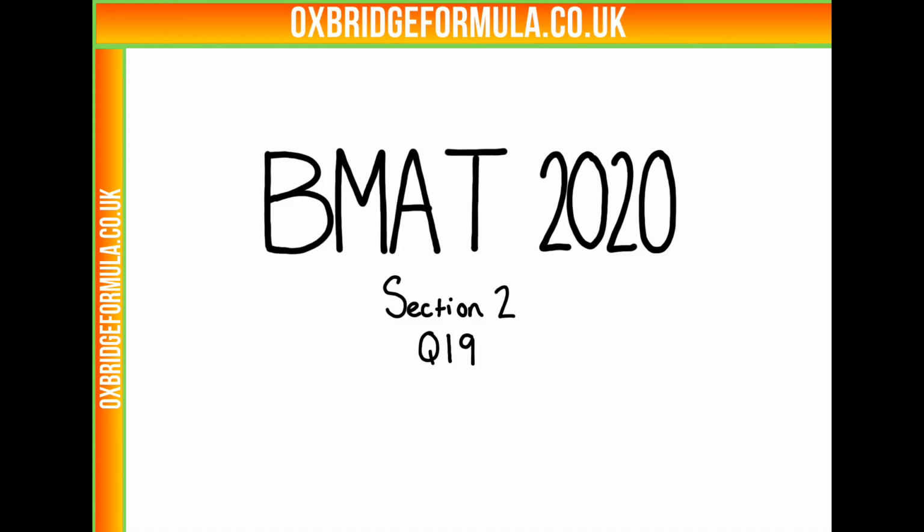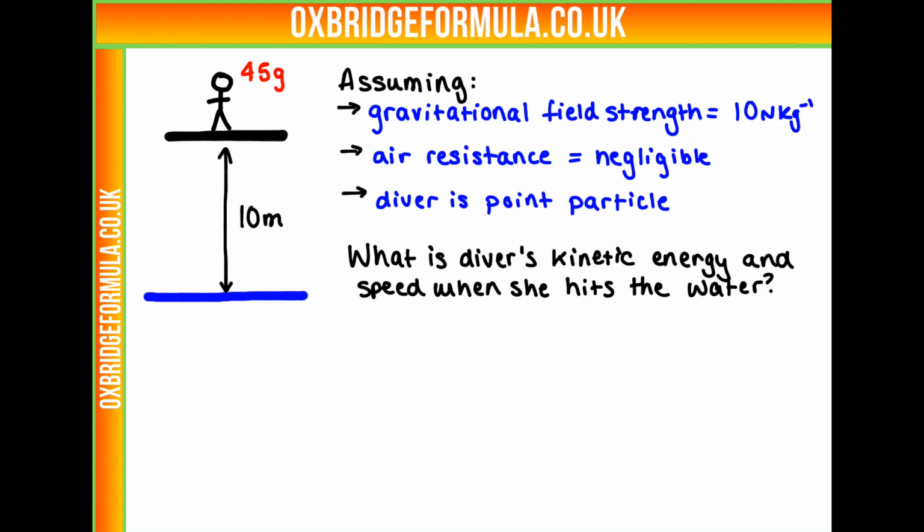In this video, we're looking at BMAT 2020, Section 2, Question 19. So we have a diver here of mass 45 grams who stood on a platform 10 meters above the water, and they're going to dive into that water. So, assuming that the gravitational field strength is 10 newtons per kilogram, the air resistance is negligible, and the diver is classed as a point particle, we need to work out what is the diver's kinetic energy and their speed when she hits the water.